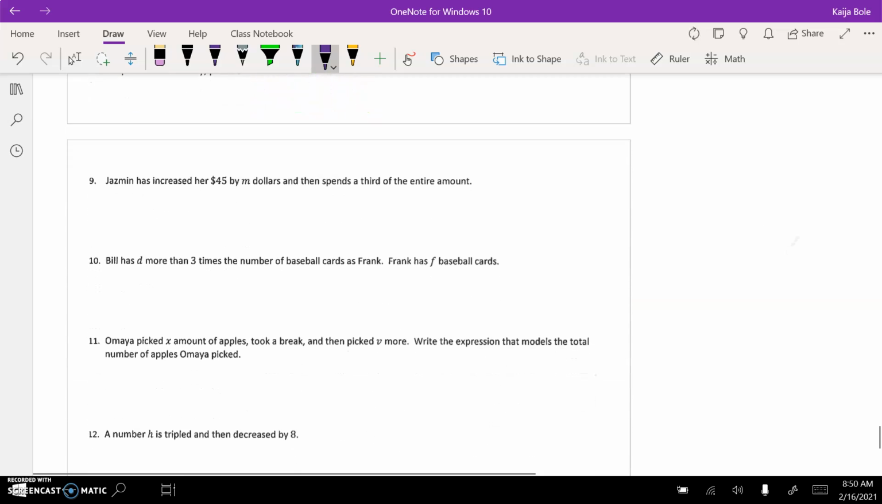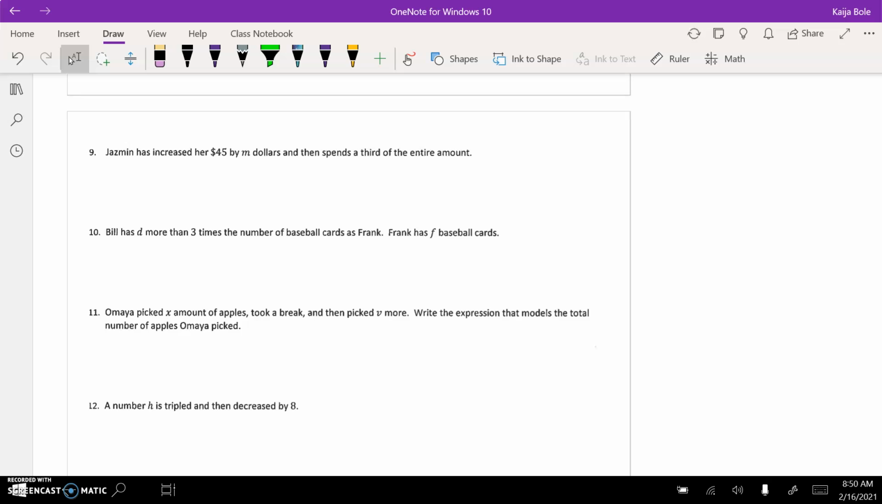And then 9 and 10 are more of those real world type scenarios. So a tricky one is sometimes 10. Bill has D more than 3 times the number of baseball cards as Frank. Frank has F cards. So we have to start with what Frank has. Frank has F cards. Now Bill has D more than that, so we're going to add D. He has D more than 3 times the number of Frank. So that 3 times would just be attached to the F because it's just 3 times the amount of Frank.